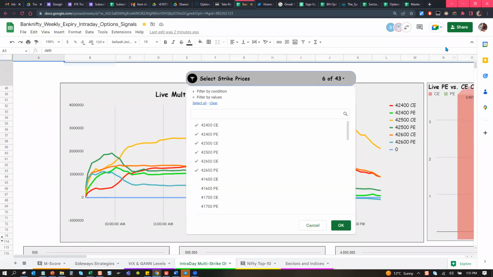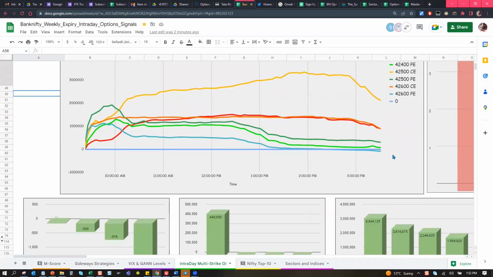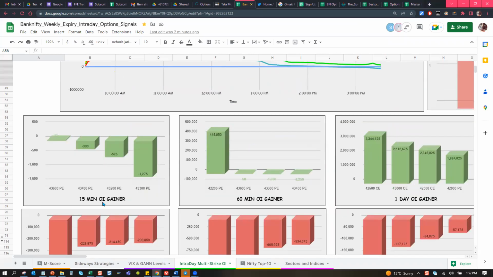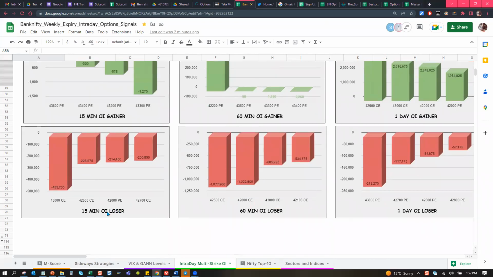Here, although you all have view access, you can still change this. Whatever 42 strikes you want to see, you can see how the open interest of each and every strike is changing with time. You can play around, you can see in 15 minutes where the maximum open interest is gaining, at which strike, where open interest is reducing, where it is losing in 60 minutes, where it is losing in 1 day.